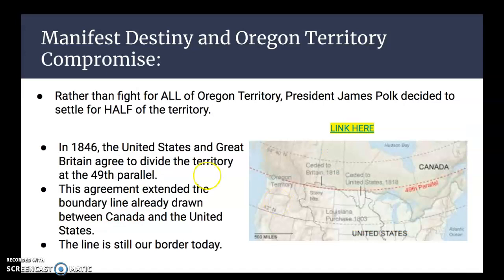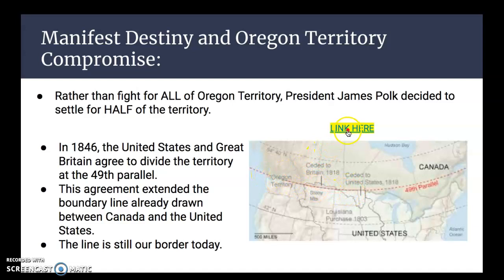But rather than fight for all of Oregon Territory, James K. Polk decided to settle for half the territory. So in 1846, the United States and Great Britain agreed to divide the territory at the 49th parallel. I'm tracing it right here with my pointer. That should look like a very familiar line to you because that is the current border that we share with Canada right now. So that's how that border became part of our map.